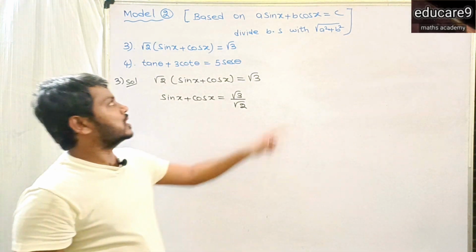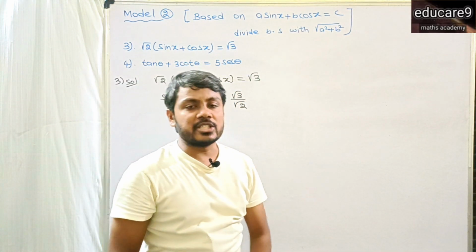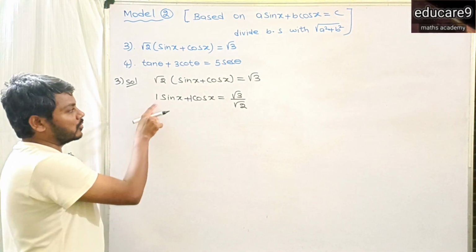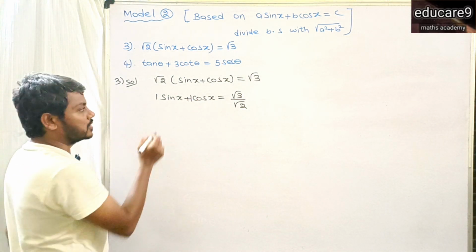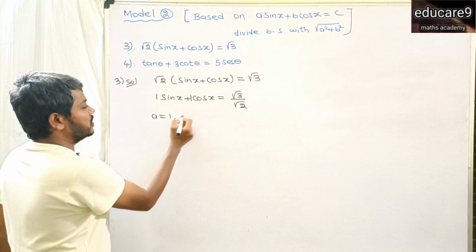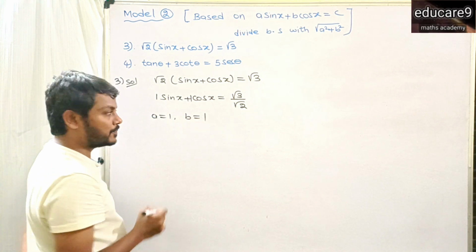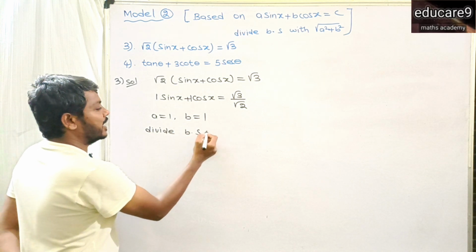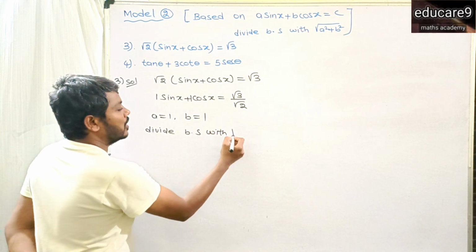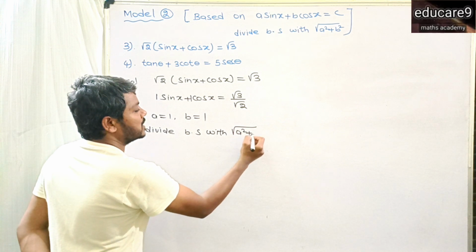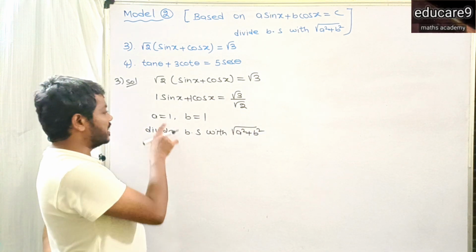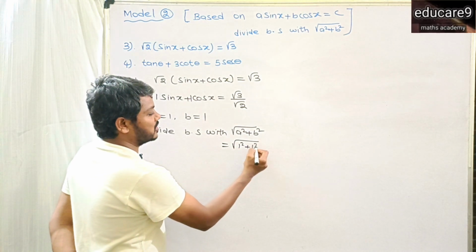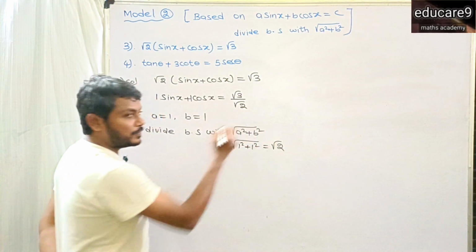Again, we can compare with the same formula a sin x plus b cos x equal to c. Clearly a is 1 and b is 1, that are the coefficients of sin x and cos x. So a equals 1 and b equals 1. Now divide both sides with under root a square plus b square. Substitute here 1 square plus 1 square, which becomes root 2.